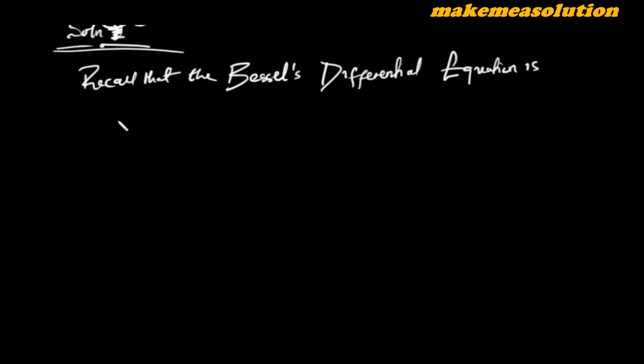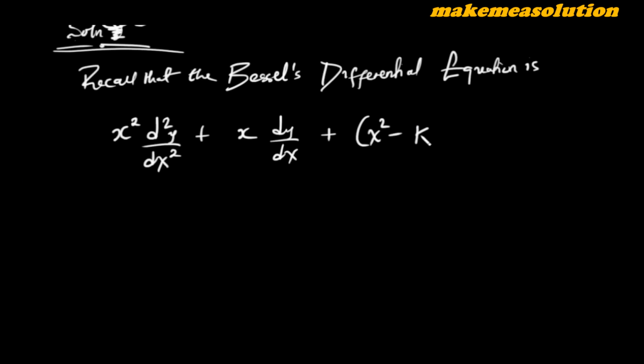is given to us as x squared d squared y by dx squared, plus x dy/dx, plus (x squared minus k squared) y equal to 0. So this is the Bessel's differential equation. When we solve this particular Bessel's differential equation, we are going to get our solution in this form.